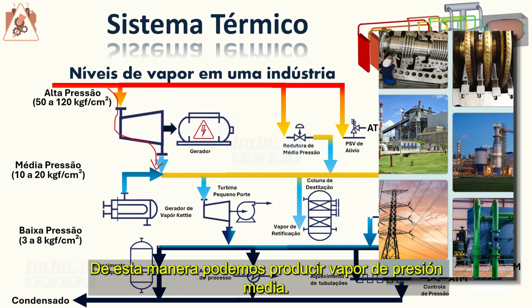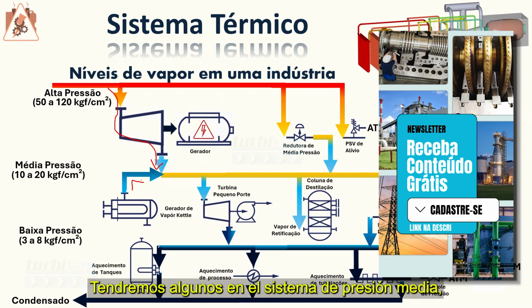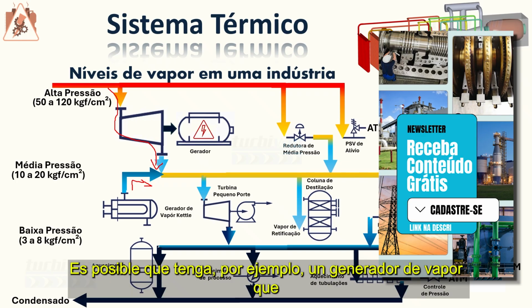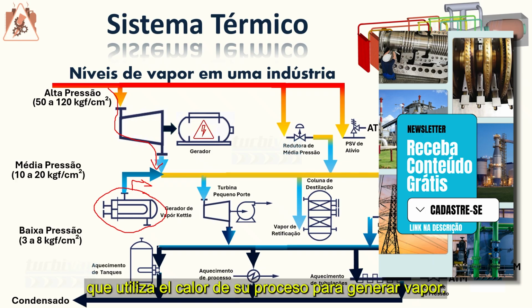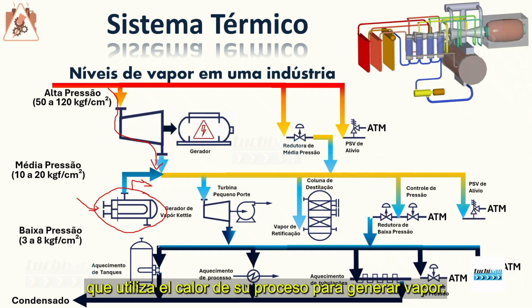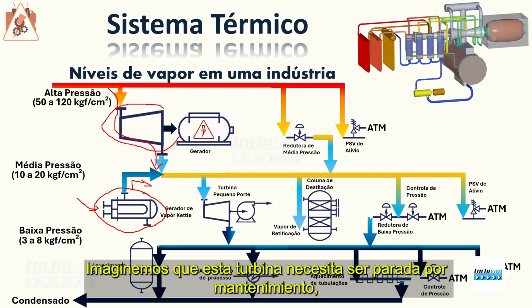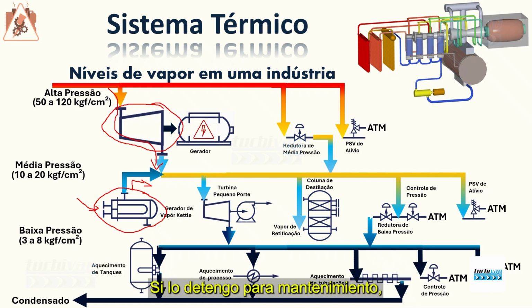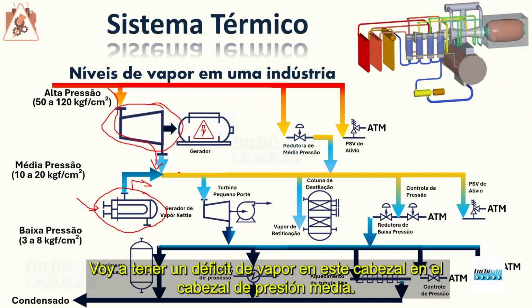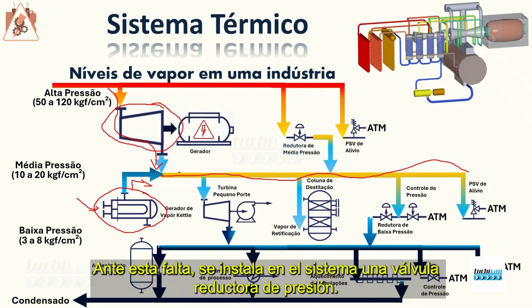We will have, in the medium pressure system, some other steam generators. You might have, for example, a steam generator that uses the heat from its process to generate steam. This is common in industrial plants. But regarding these two levels of pressure, both high and medium, there is an interesting fact. Let's think about the following. Let's imagine that this turbine needs to be stopped for maintenance. If I stop it for maintenance, I will stop consuming high pressure steam. What if I stop consuming high pressure steam? I'm going to have a steam deficit in the medium pressure header.